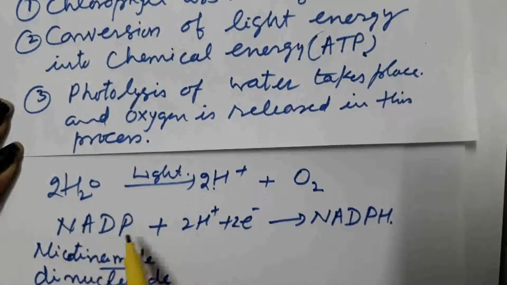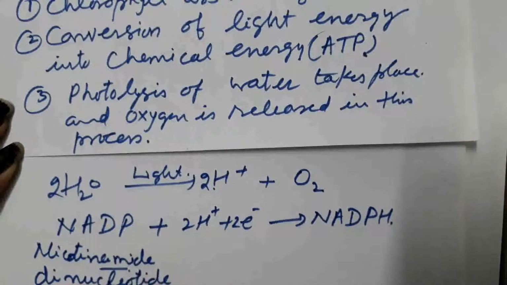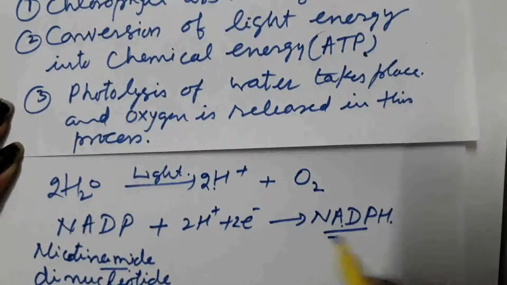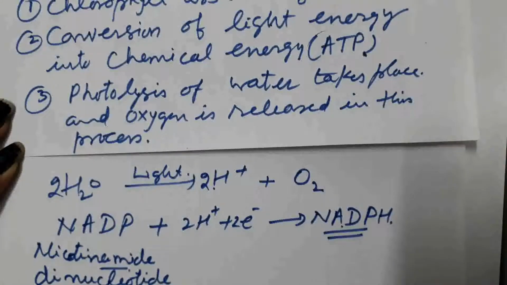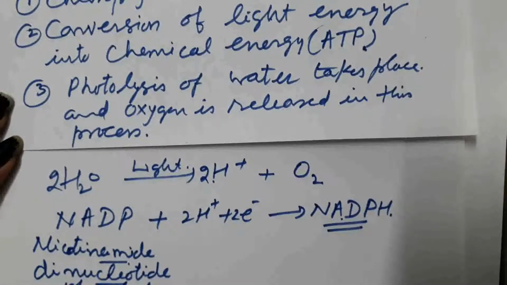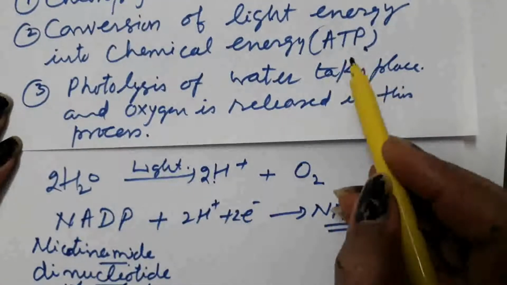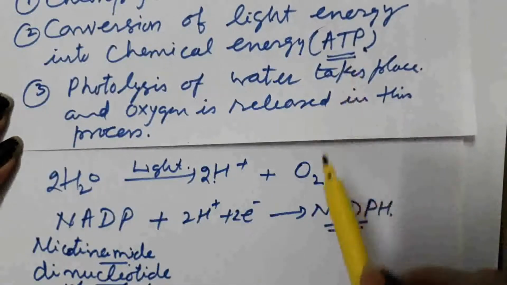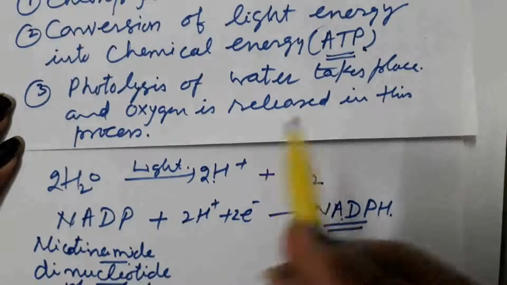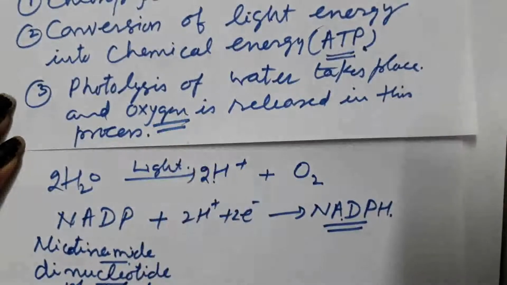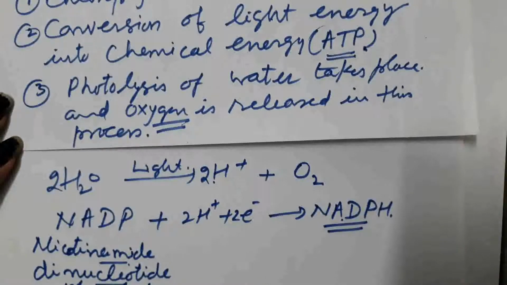In NADP, hydrogen is added and it is converted into NADPH. So this is the reduced form of NADP, which is produced in the light reaction. What are the products produced in light reaction? ATP is produced, oxygen is produced, and NADPH is produced. These are the products of light reaction.